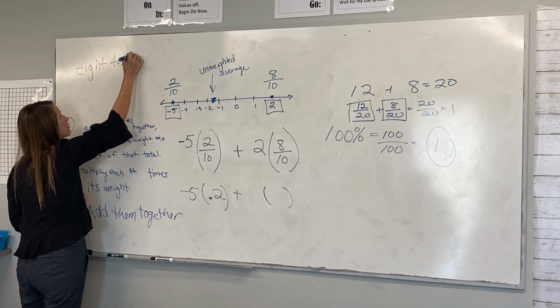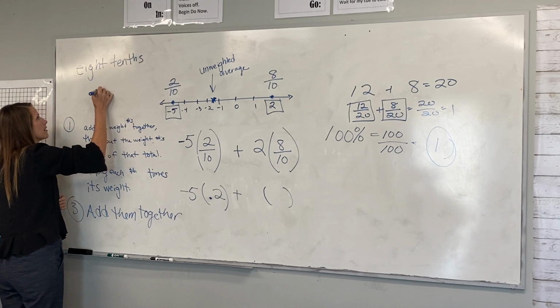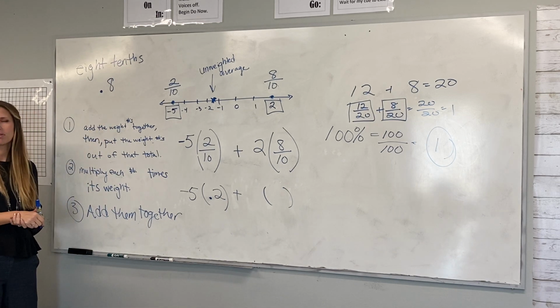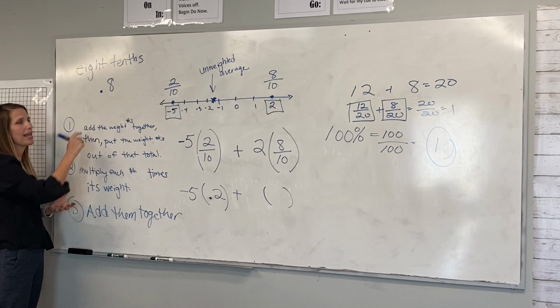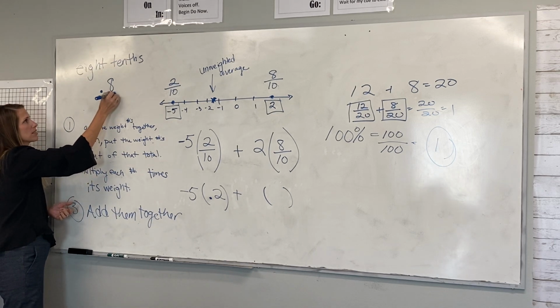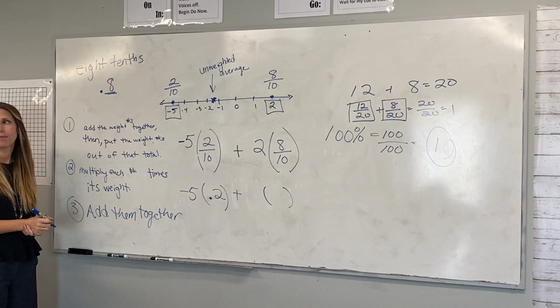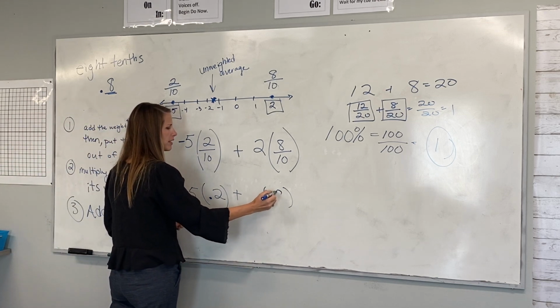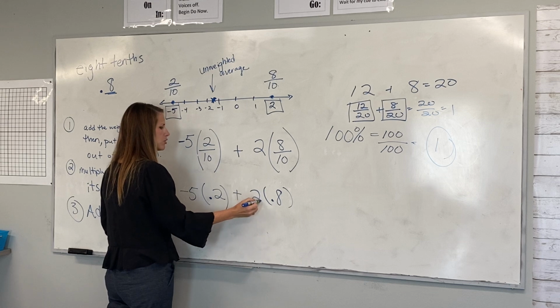8/10 is 8 in the 10ths place. So it'd be 0.8. This is your 10ths place. So 8/10 would be, I said hundreds. Oh, okay. All right, so we have 0.8 here times 2.